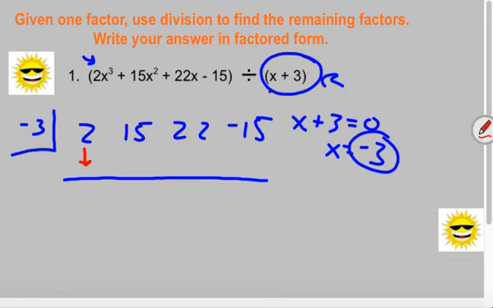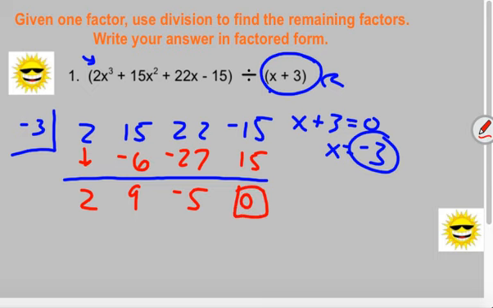We always bring that first one down. 2 times negative 3 is negative 6. Negative 6 and 15 is 9. What do we got? Negative 27. It's going to give us negative 5 when we add it up. Negative 3 times negative 5 is positive 15. It divides in there evenly because our remainder is 0.